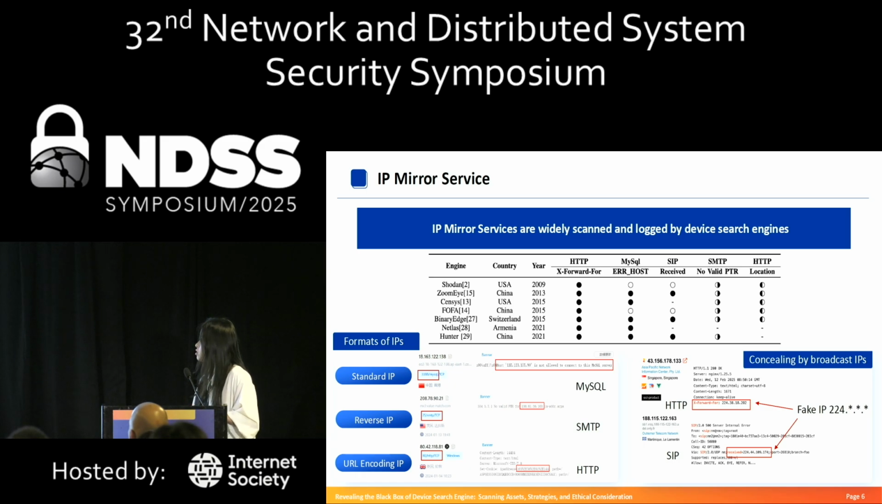After checking mainstream engines, we found that IP mirror services are widely scanned and logged by the engines. We also find 3 formats of IPs. The first one is the standard IP. For example, MySQL will tell this IP is not allowed to connect to the server. Then the reverse IP in SMTP, usually used for reverse DNS records. Also the URL-encoded IP, usually in HTTP service. We also find that Shodan is concealing their IPs by broadcasting IPs. They will replace them one by one.